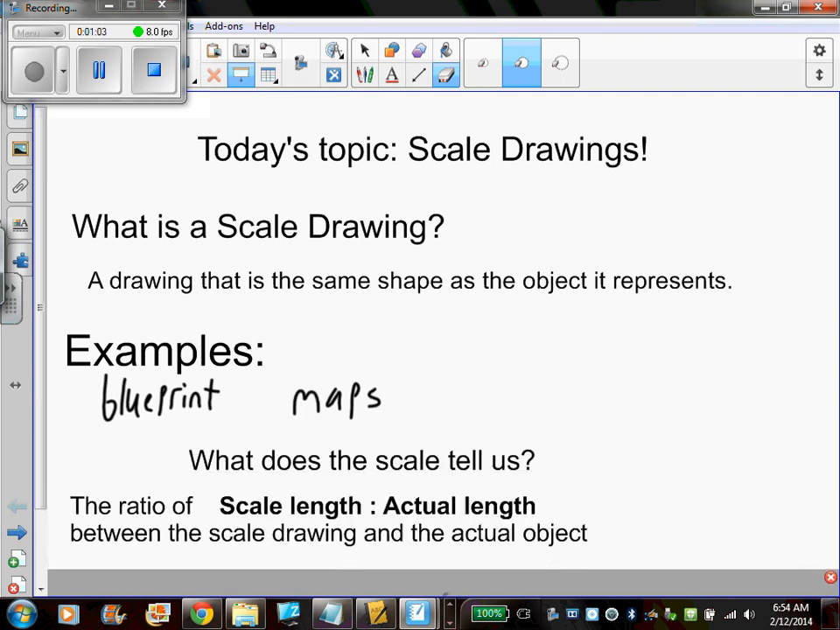What does the scale of the drawing tell us? It tells us the ratio of the scale length to the actual length between the scale drawing and our actual object. So, this idea of scale is really important when we're coming up with scale drawings, and it's a ratio. So, what that means is, if we set up proportions, we can use scales to help us figure out missing lengths of things. So that is part of why they're so useful.